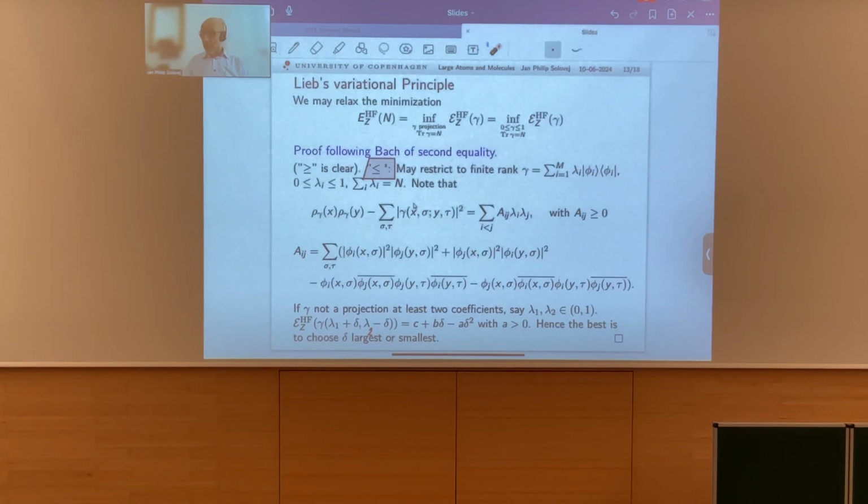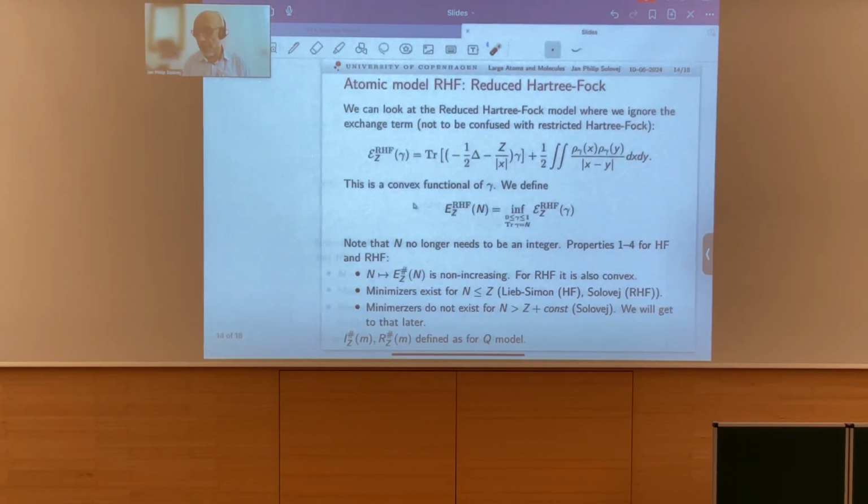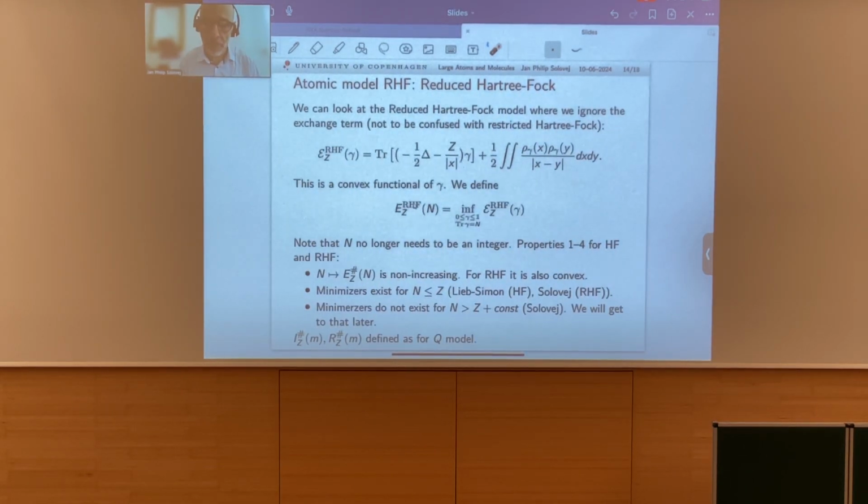And therefore, this is a concave function, and it's best to make delta either as small as you can or as large. Right? The restrictions for making delta large or delta small is that you might make this 0 or 1, but that's exactly what we want to show, that we make them 0 or 1. So that's Bach's proof of Lieb's variational principle.